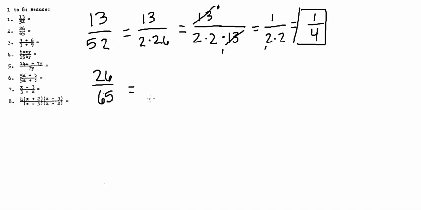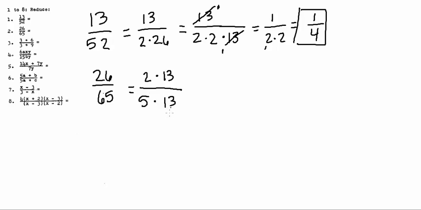Okay, so from here, I'm going to do the same exact thing. I notice that 26 is going to be 2 times 13, and I'm done there because both of these numbers are prime. And then in the bottom, I notice that 65 ends in a 5, so we know it's divisible by 5. So I'll start with that. So that's going to be 5 times 13.